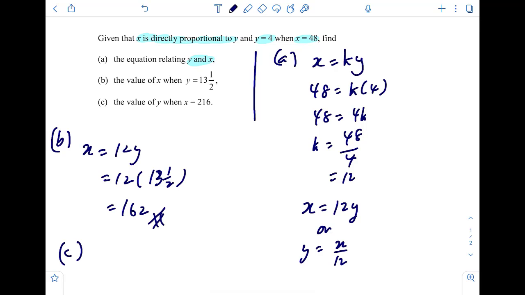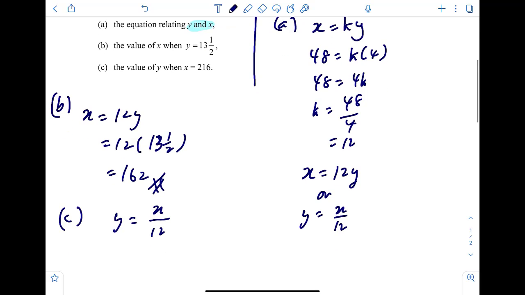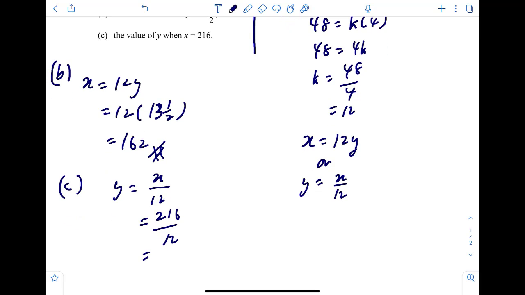And for part C, find the value of y when x is 216. We know that y is equal to x over 12. 216 over 12 is 18. Final answer for this question.